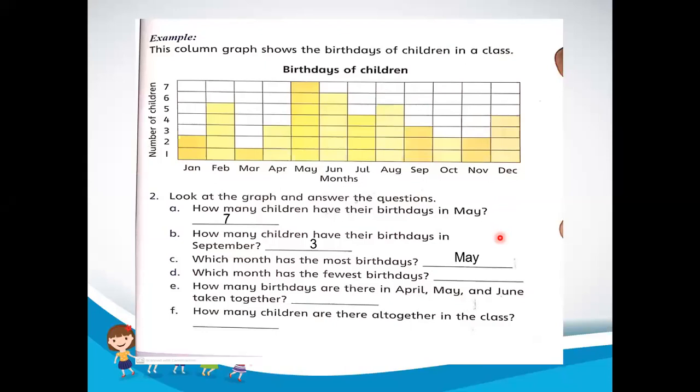Now tell me, which month has the fewest birthdays? March. Very nice. You can see from the column graph that March is the month which has the fewest birthdays. So we will write here March.